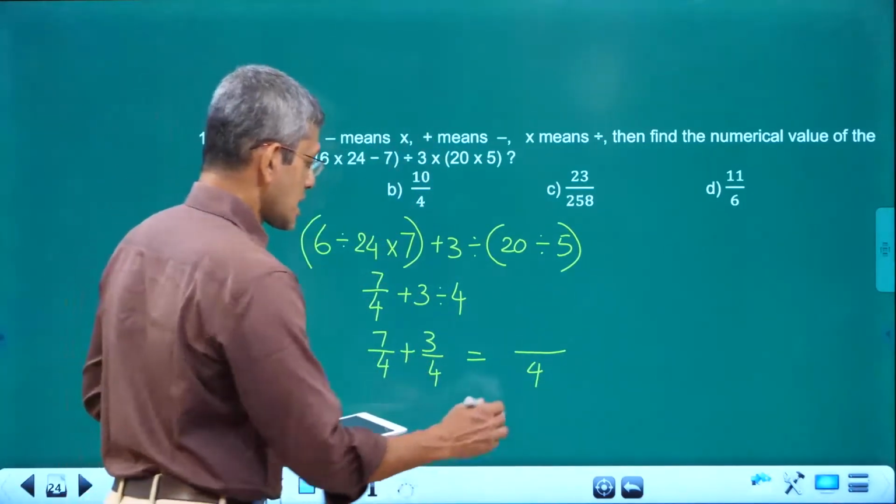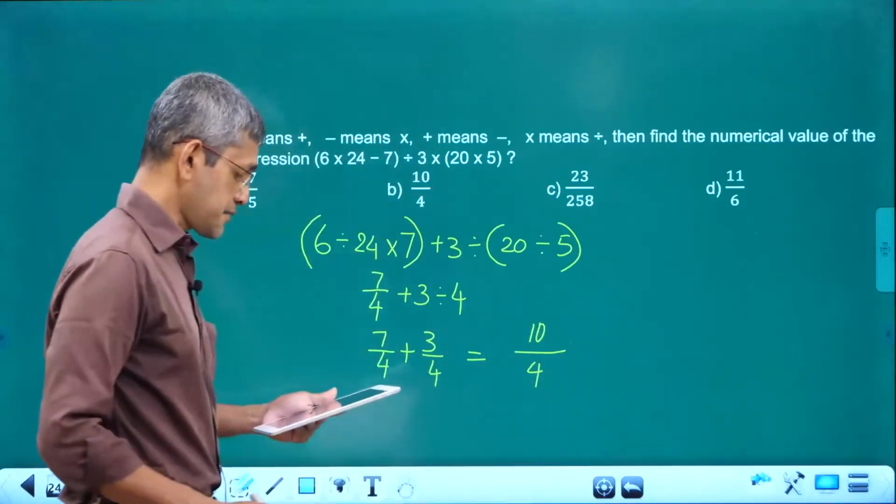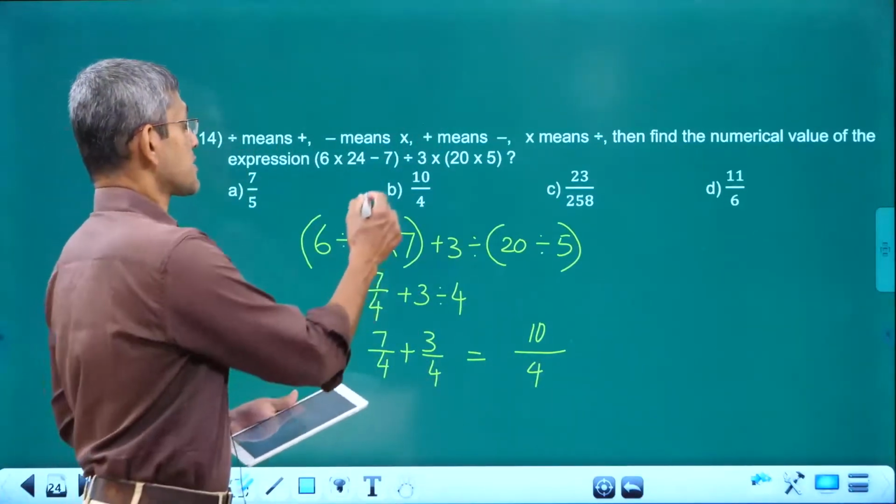So 7 plus 3 is 10. 10 by 4. So the answer is 10 by 4. Look at the answer choice. Yes, we have 10 by 4 is here.